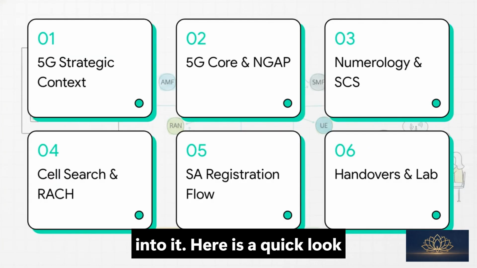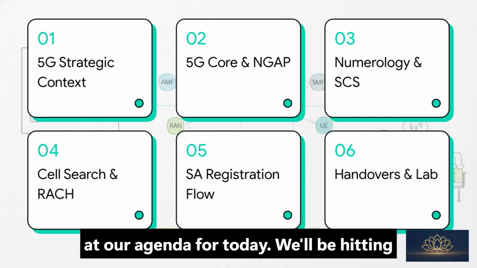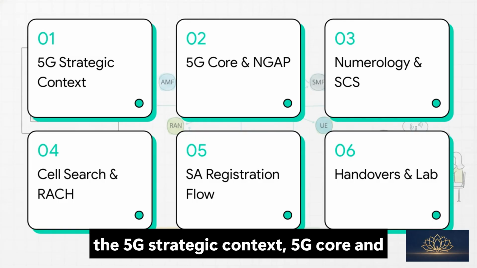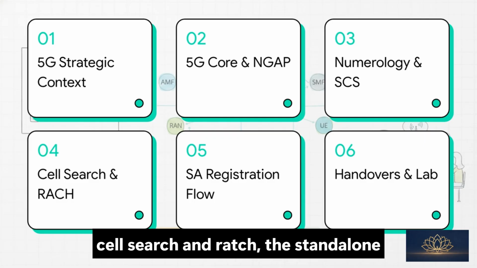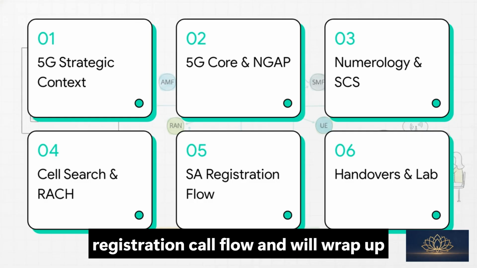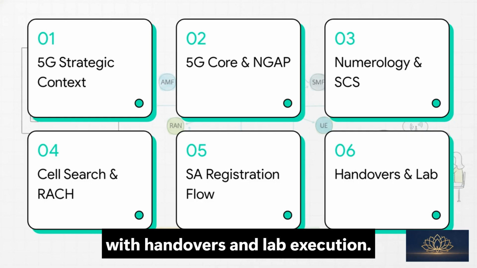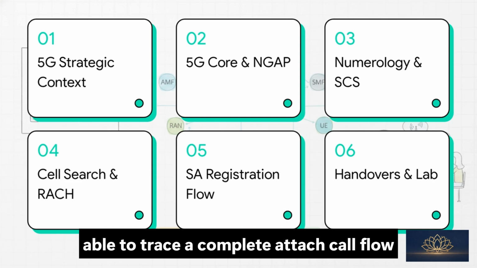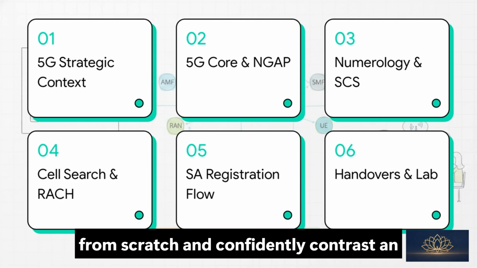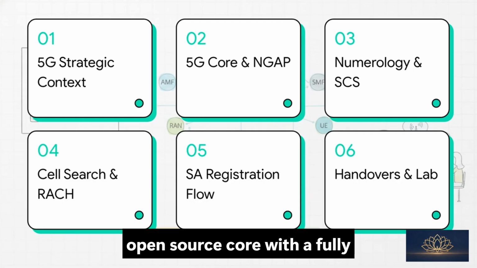Here's a quick look at our agenda for today. We'll be hitting the 5G strategic context, 5G core and NGAP, numerology and subcarrier spacing, cell search and RACH, the standalone registration call flow, and we'll wrap up with handovers and lab execution. Basically, by the end of this, you'll be able to trace a complete attach call flow from scratch and confidently contrast an open source core with a fully carrier-grade system.